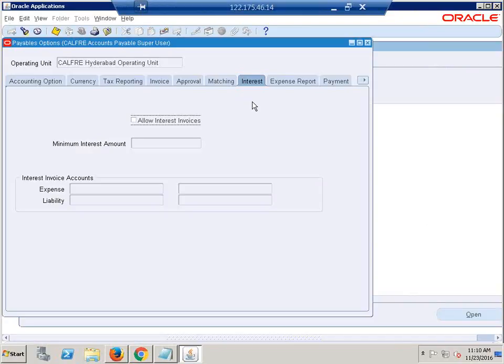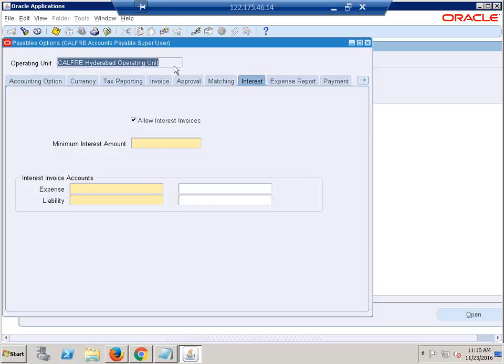Okay. Under the Interest tab, what you have to do is just enable Allow Interest Invoice. If you are enabling Allow Interest Invoice, the meaning is that for this business operating unit, you are enabling interest invoice. That means in this operating unit, yes, we do calculate interest for late payments. That is the meaning of that.